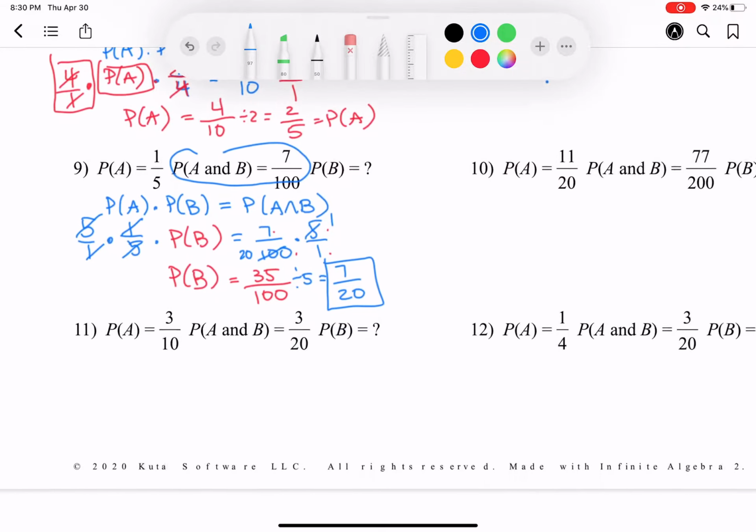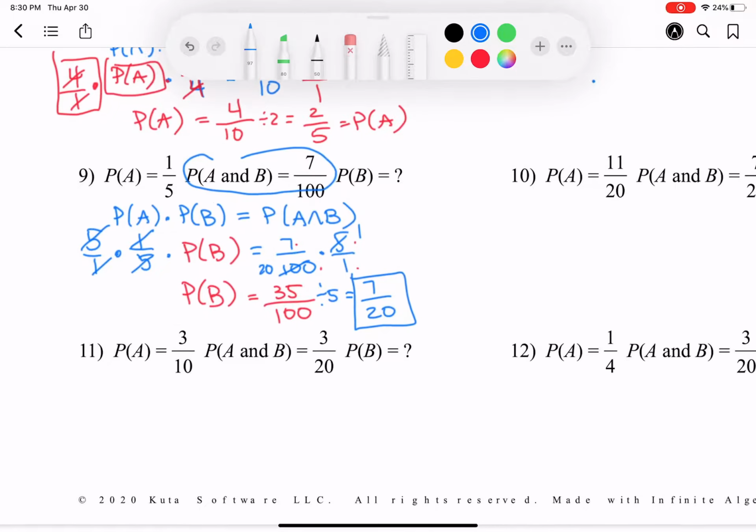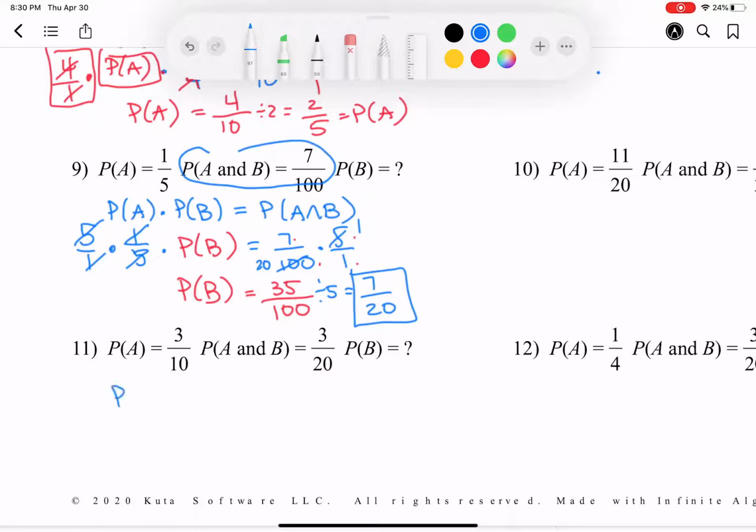Okay, I'm going to show you a quick little shortcut. You can use this shortcut if you feel comfortable with your factors. Probability of A and B. Okay, so what is the probability of A? 3/10. What are we trying to solve for? Probability of B. And it goes to 3/20.